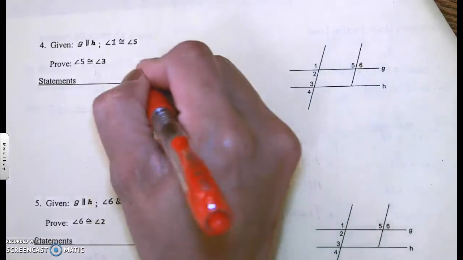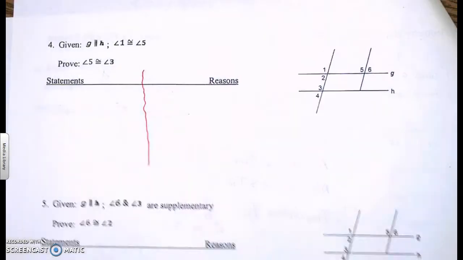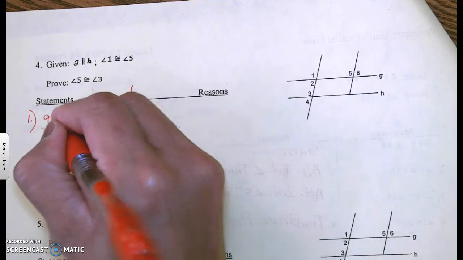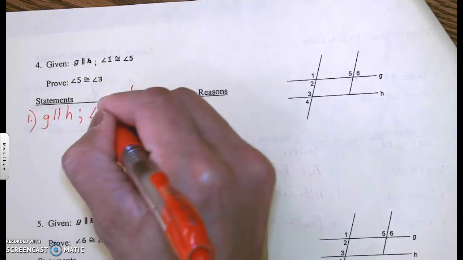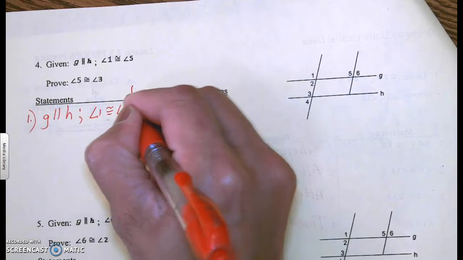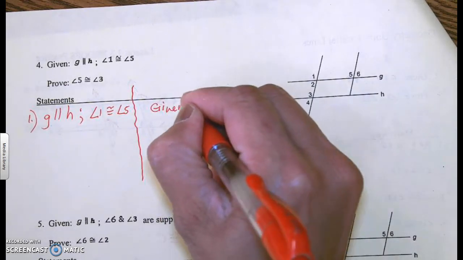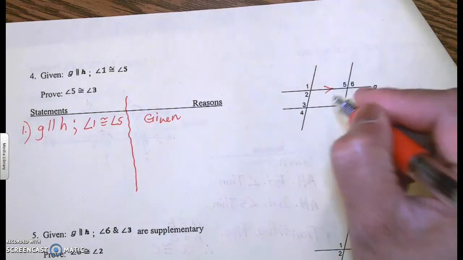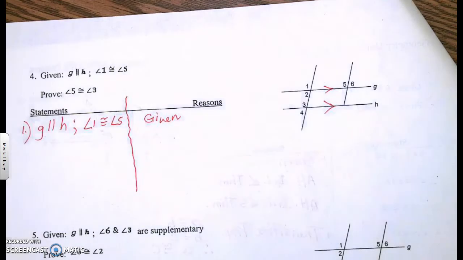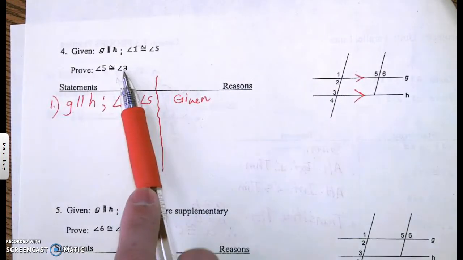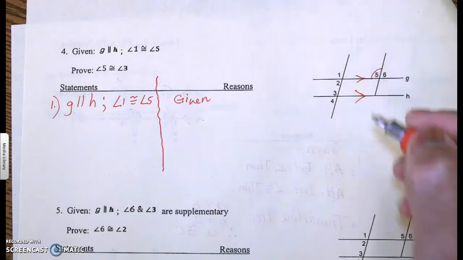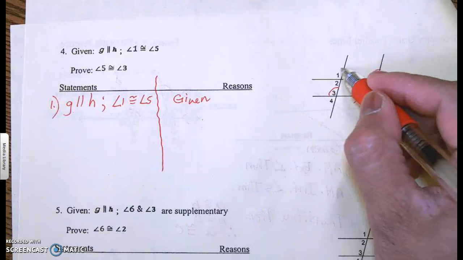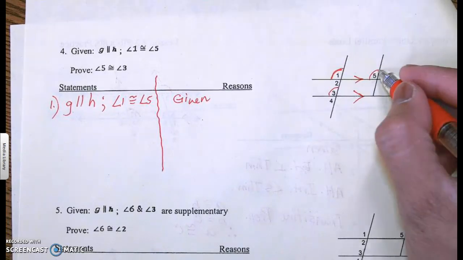Alright, so you are going to set this up to where your first statement, of course, is going to be your given. So G is parallel to H, and angle 1 is congruent to angle 5 by the reason of given. Alright, and we are going to have to prove that angle 5 is congruent to angle 3, and based off of this, it says that angle 1 is congruent to angle 5.